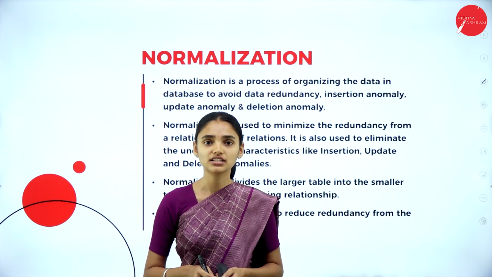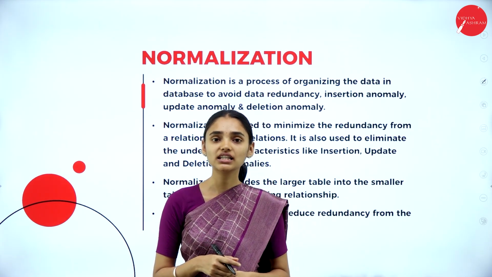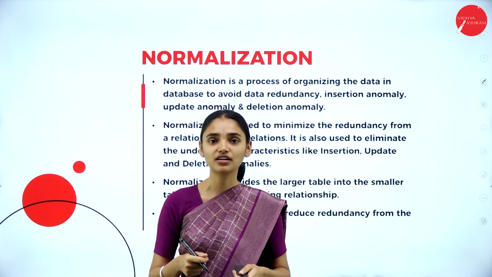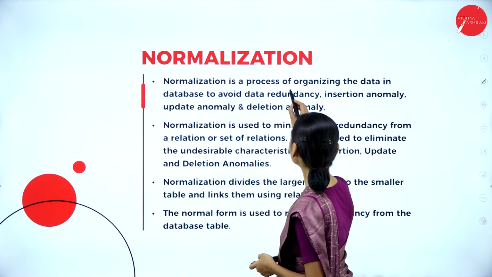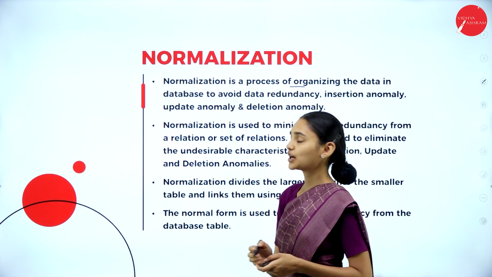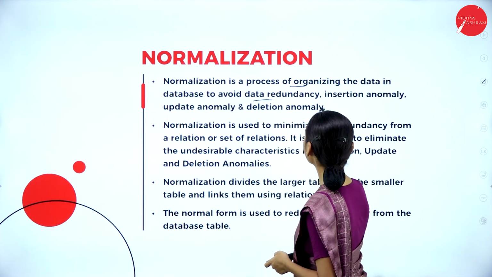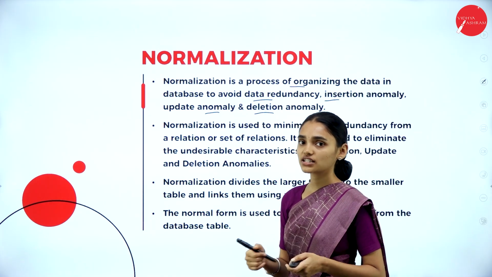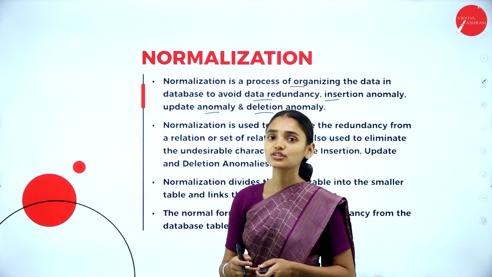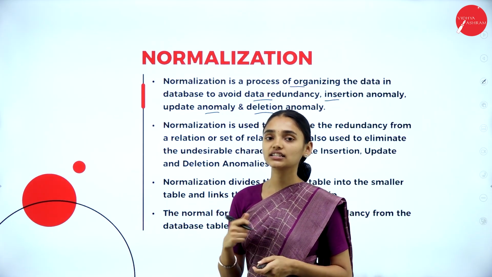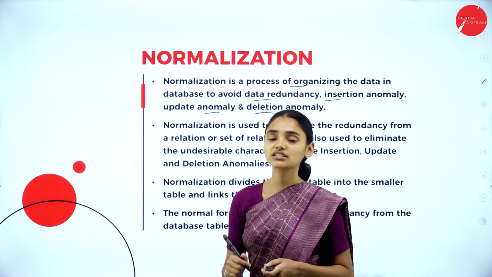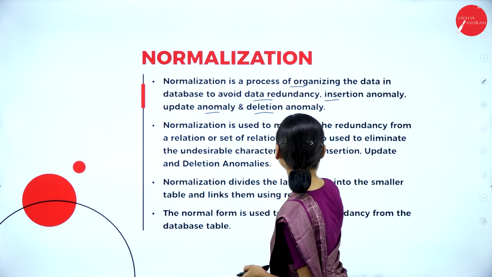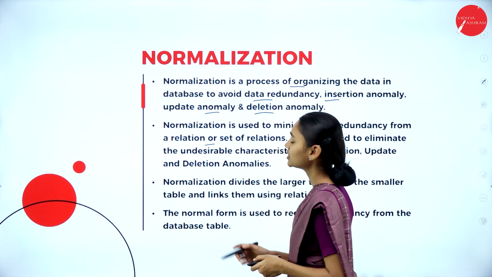Next topic is normalization. Normalization means organizing the data in the database and removing the inconsistency and redundancy that will occur in the relational table. Normalization is the process of organizing the data in the database to avoid data redundancy and insertion anomaly, update anomaly and deletion anomaly. So while organizing the data, these are the anomalies that occur. Just to remove all the redundancy and inconsistency from the table, normalization helps us organize the data in the database. Normalization is used to minimize the redundancy from the relation or the set of relations.